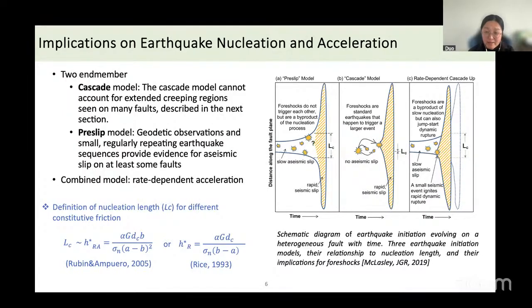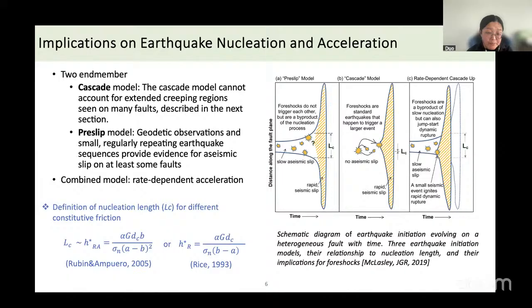One is called cascade, meaning all the foreshocks or small earthquakes before the main shock are independent events, so they nucleate on very small patches, which have a lower Lc. Here Lc represents the key nucleation length. The key nucleation length is a property of the fault, controlled by the properties of the fault itself.